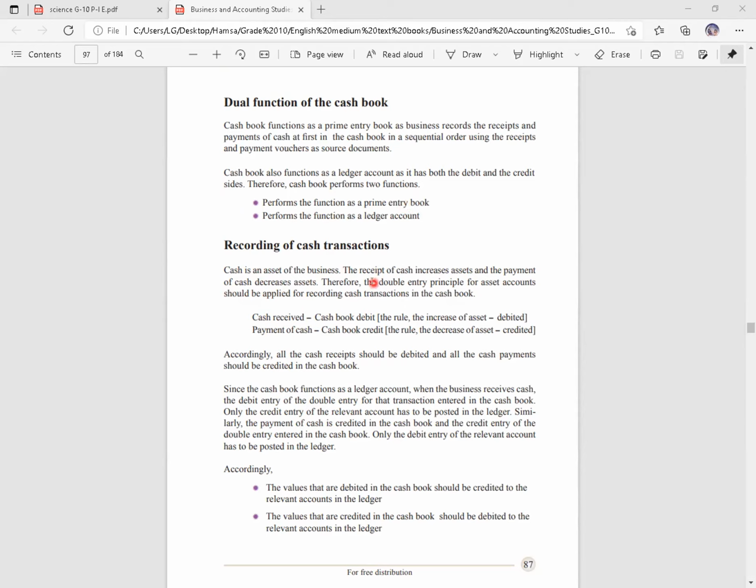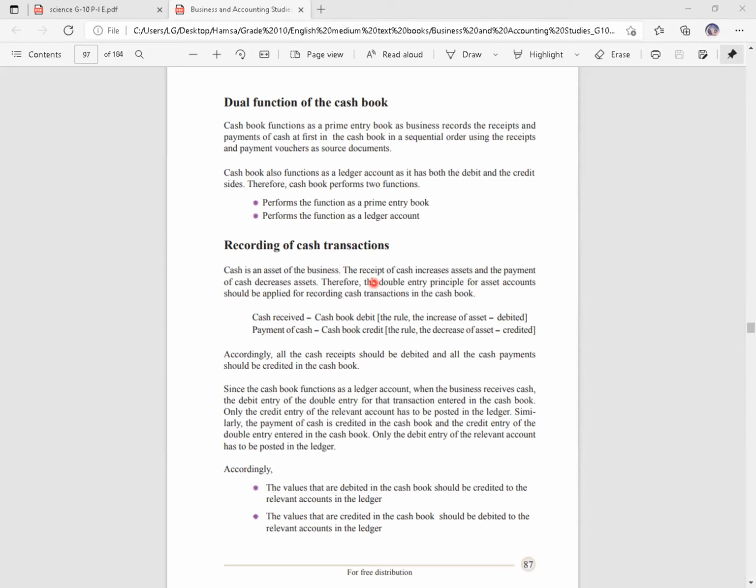Okay, the receipt of cash increases assets. Yes, when you receive cash, it will increase your asset. But when you do a payment, your cash will be decreased. Cash outflow will decrease your asset. Cash inflow will increase your asset. Therefore, the double entry principle for asset accounts should be applied for recording cash transactions in the cash book.